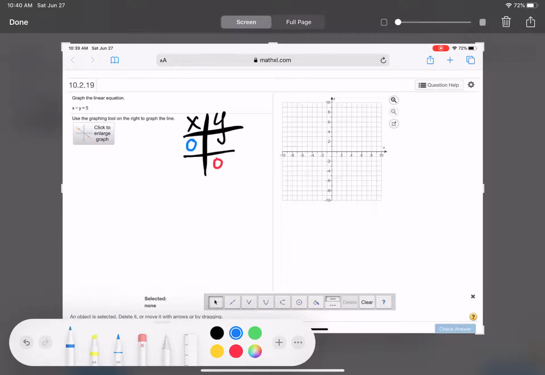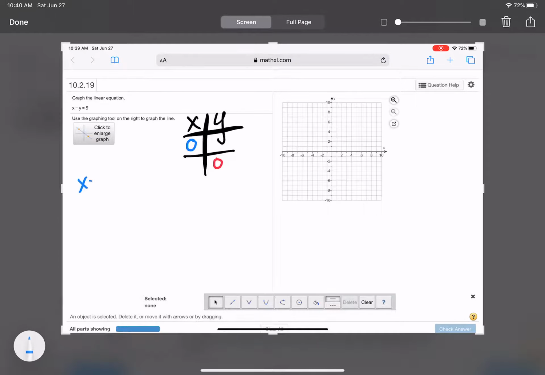All right. So let's start with X is 0. When X equals 0, plug that into this equation here. So now instead of X minus Y, it is 0 minus Y, and that equals 5. So 0 minus Y is just the same as a negative Y. And that can be a really tricky one. Don't drop that negative off with that Y.